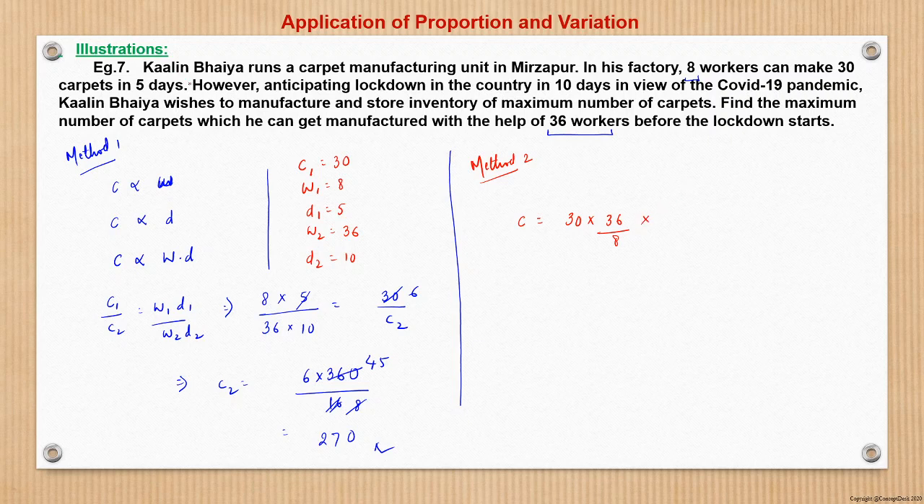Second factor is the number of days. So we know that more days, more carpets can be produced. So it is again a direct proportionality. So it will be 10 upon 5. So hence now we can solve this: 5 twos are 10, 2 fours are 8, 4 nines are 36, 9 threes are 27, 30 times 9 is 270. Directly we can get the answer. So this is using the chain rule of proportionality. This is a very simple and useful concept. So going forward, we will use this only.